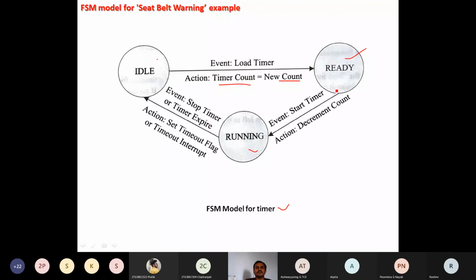When it is ready, and the timer is started, it is going to move from ready state to running state. Nothing but once the timer count is loaded, immediately it is going to move from ready state to running state. Okay, start the timer and decrement the count. 10 seconds, 9 seconds remaining. Once it is over, the timer is expired. It is going to move from running state to idle state. So stop the timer or timer expire.